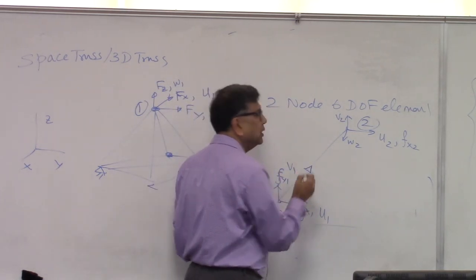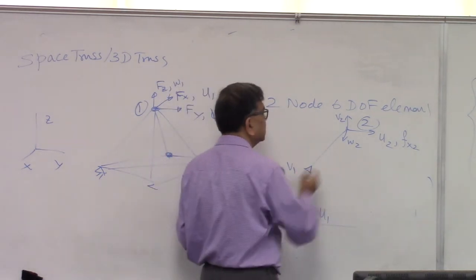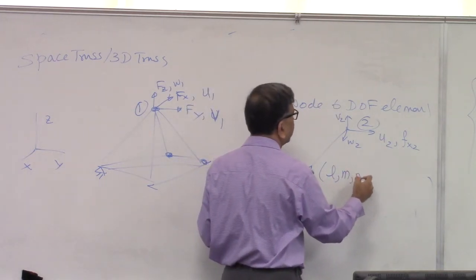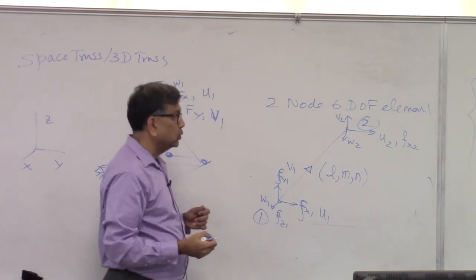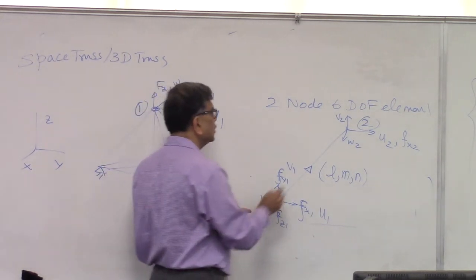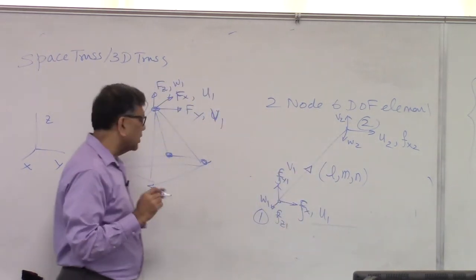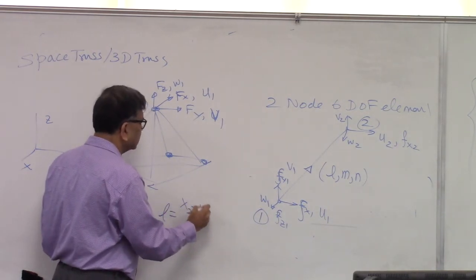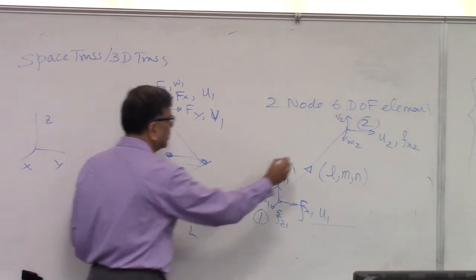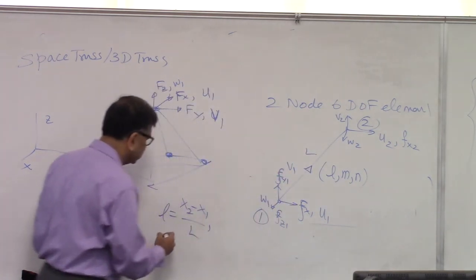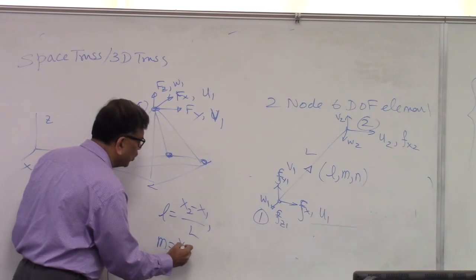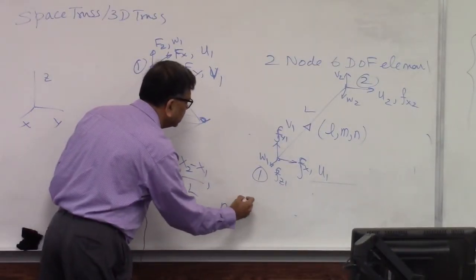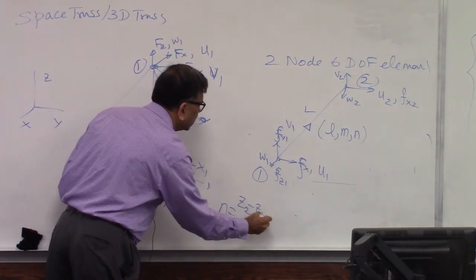Now, how do you define the direction? Direction cosines. This is a vector, so it has three direction cosines, L, M, N. These are the direction cosines of the element going from the first node to second node. How do you calculate them? Beautiful, very simple. L is given by X2 minus X1 by length of the element. M is given by Y2 minus Y1 by length of the element. And then N is given by Z2 minus Z1 by length of the element.